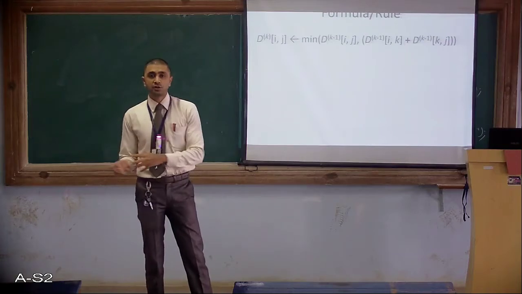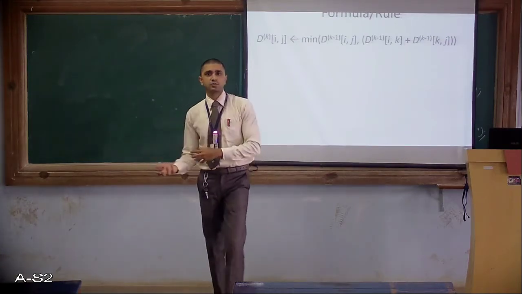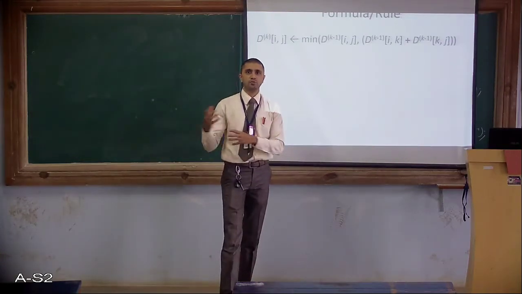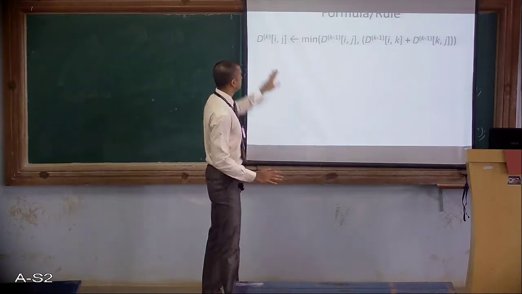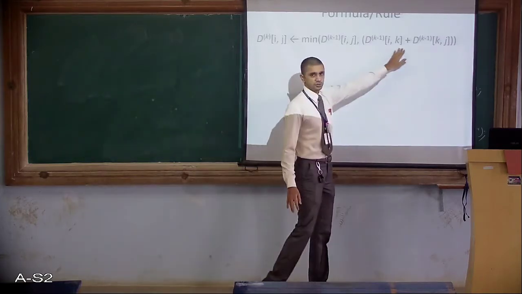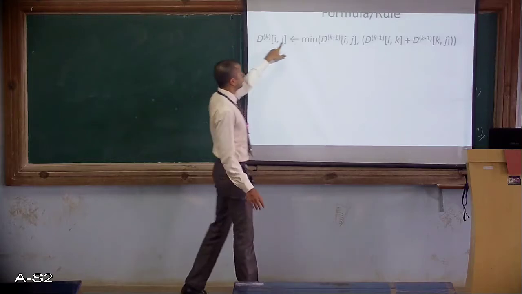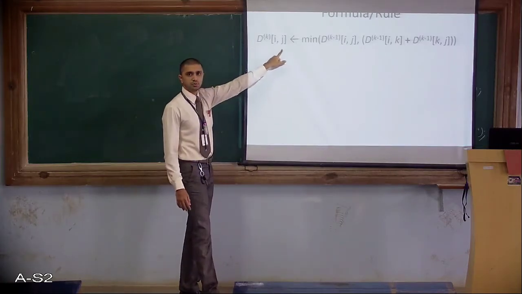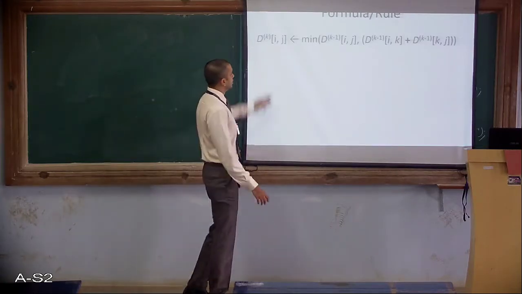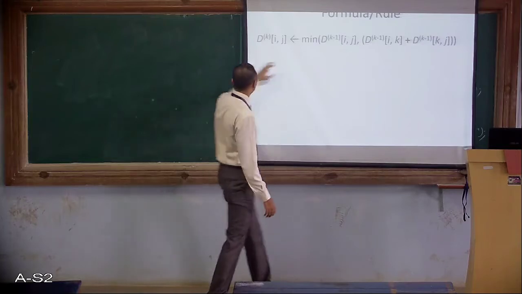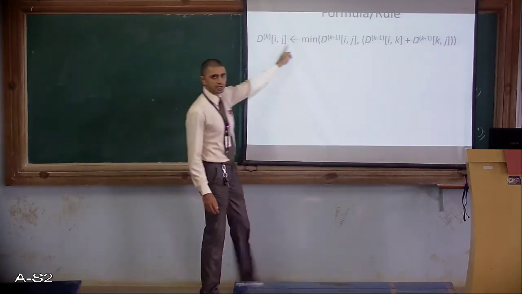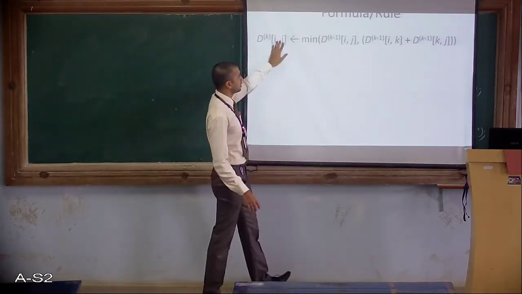Matrix 2 was derived from matrix 1, matrix 3 was derived from matrix 2, and 4 was derived from 3. So we are going to do it in the same fashion. So this is the formula for calculating the shortest path between all pair of vertices. We'll first solve that and we'll then apply this. We'll solve it according to this formula.